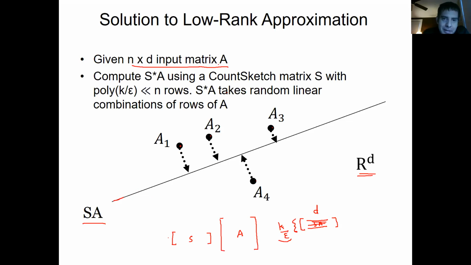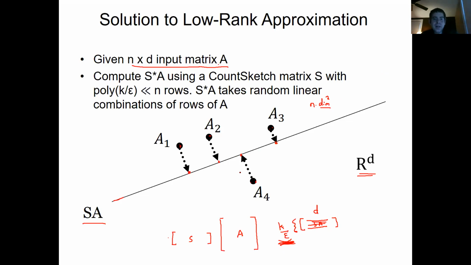And the idea behind applying sketching for low rank approximation is: take each of your rows of A and project them onto S times A. And now just do the SVD on the projected points. You still have n points, but remember SVD takes n times dimension squared time. But all of these points now live in a k over epsilon dimensional subspace. And this is where your savings is coming from.